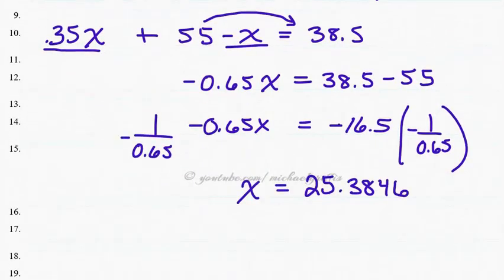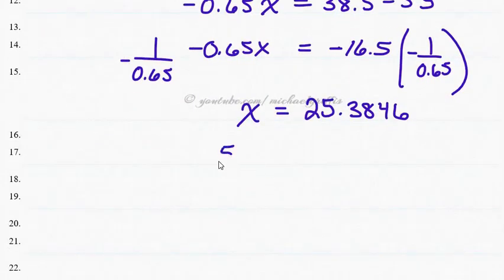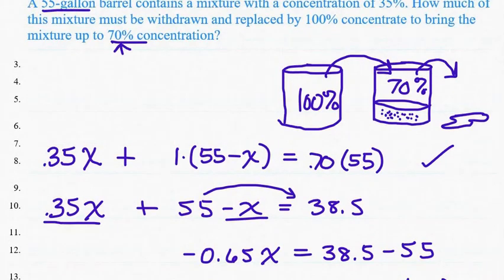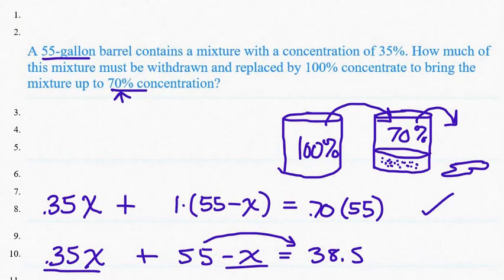Okay. So you're going to take the 55 gallons and subtract off 25.3846. Okay. And that's going to give us, actually, let's write this below here. Equals 29, and we'll go ahead and round this one here. Okay. So 29.62 gallons. All right, how much of this mixture must be withdrawn and replaced?